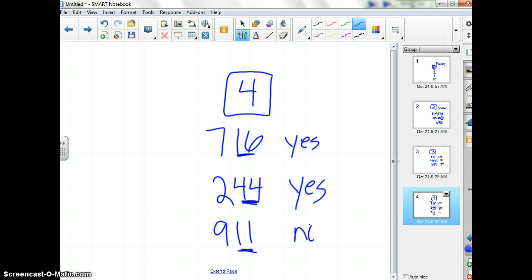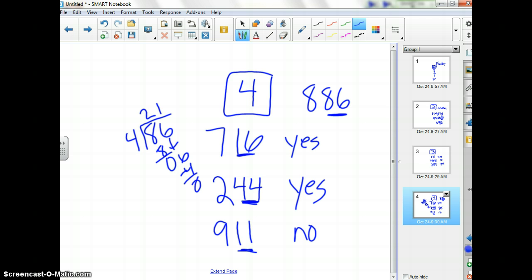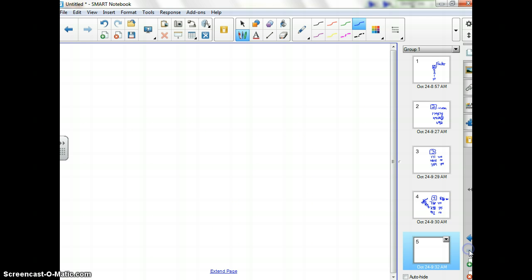No? What happens if you do one like this and you're not quite sure? Well, then you can go off to the side and you can try it. 4 goes into 8 2 times. 4 goes into 6 1 time. I've got a leftover. Nope, that's not going to work. That one would be a no. If you don't know it, you can show your work off to the side.